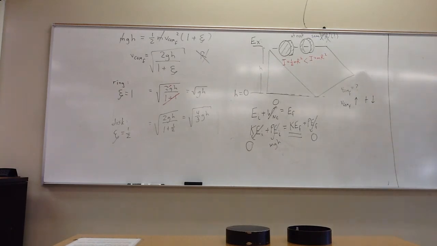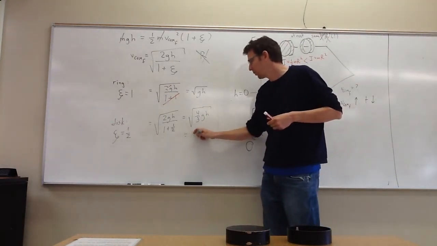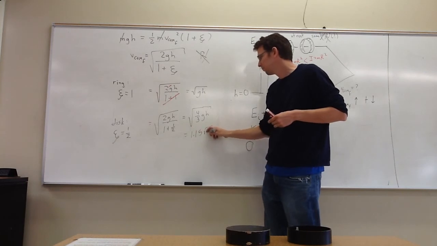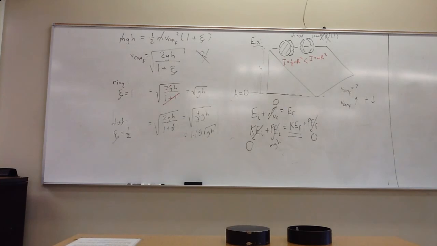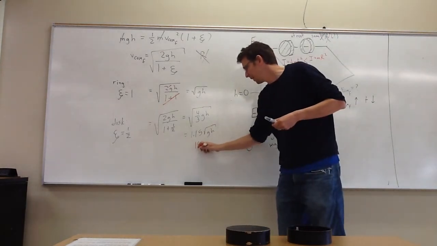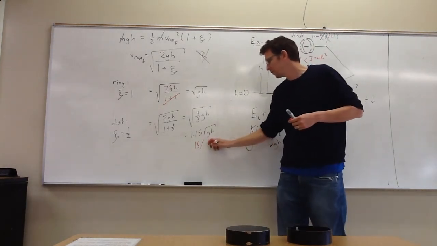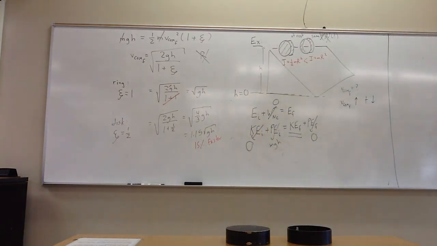Now, if your intuition about the square roots of fractions is not that strong, the square root of 4/3 is 1.15. Who wins? Disk. It ends up being 15% faster, right? Instead of square root of gh, it is 1.15 times that. It's not a total rout here, but the disk is going to win that race. Okay? That is our prediction.